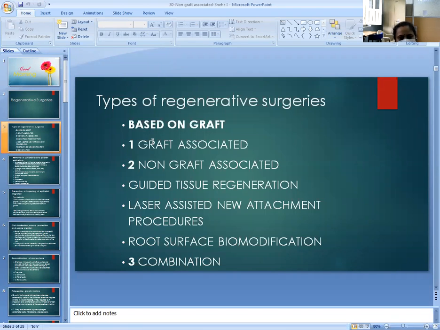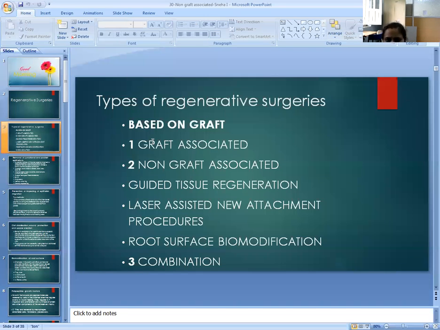Once you do scaling and root planing, the area gets healed by repair. So you want to regenerate all components: regeneration of bone and of periodontal ligament, meaning new attachment. The type of healing we want in that area is new attachment, meaning newly formed periodontal ligament should get embedded into newly formed cementum and bone. That is the complete new attachment, which we want as the outcome of our treatment.